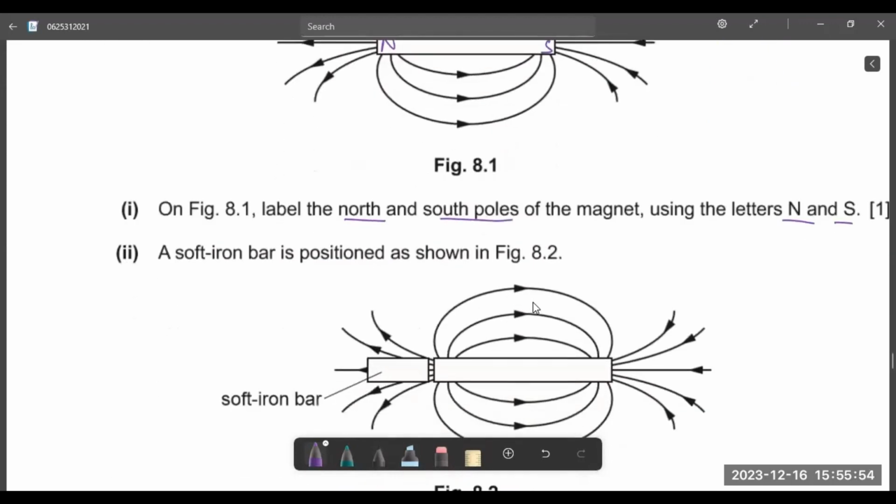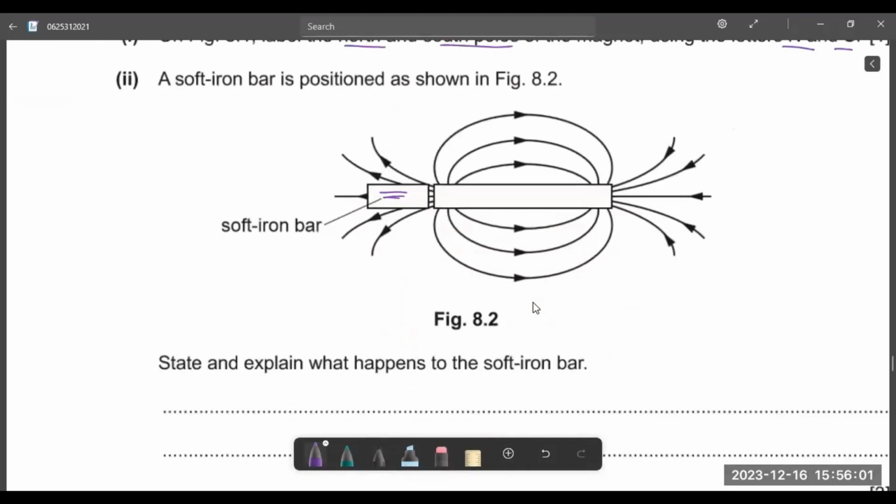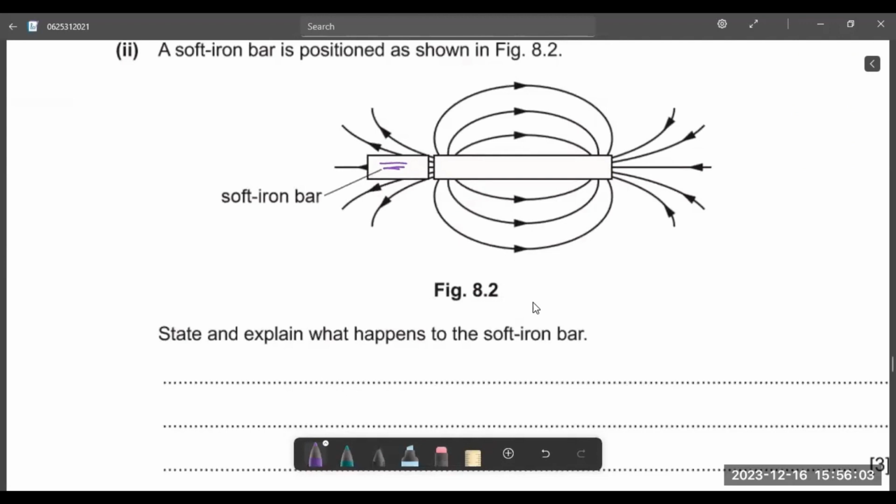A soft iron bar is positioned as shown in figure 8.2. Here we can see one soft iron bar. State and explain what happens to this bar. So here it was north pole, here it was south pole. So when this soft iron bar is kept near this, it will be attracted towards this north pole, and it will be acting like an induced magnet. It will act like a magnet with opposite pole. Here it is north, means here it will be south.